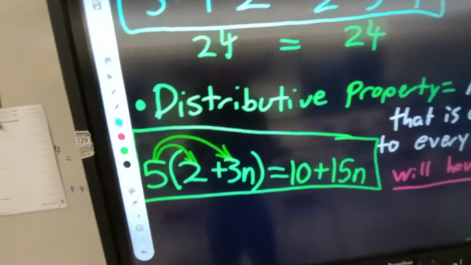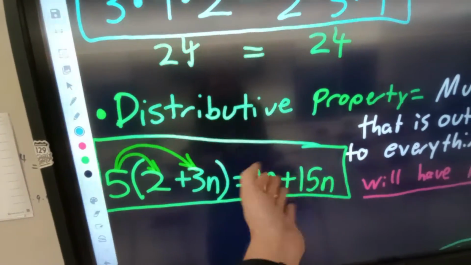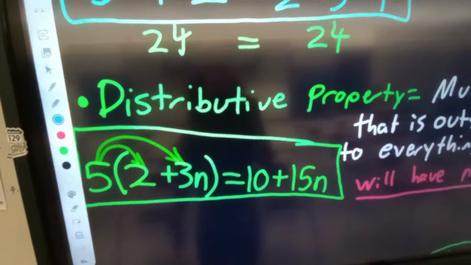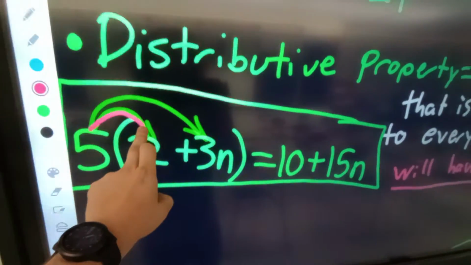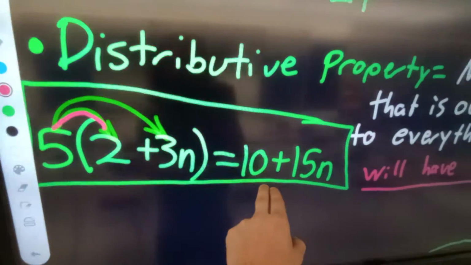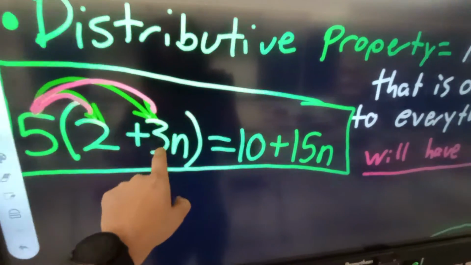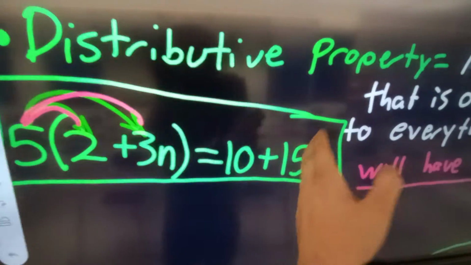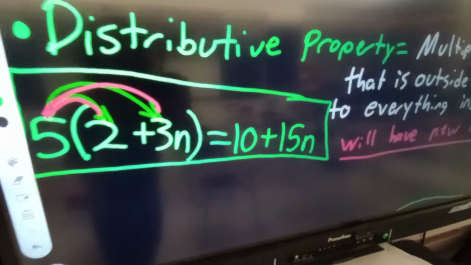So on this side, we have a 5, 2, and a 3n. And on this side, we don't have the 5 anymore, we don't have the 2 anymore, we don't have the 3 anymore. That's because we've multiplied, okay? We have done 5 times 2, that's where this 10 came from. And we did 5 times 3n. So 5 times 3n would equal 15n, okay? That is how that is going to work.